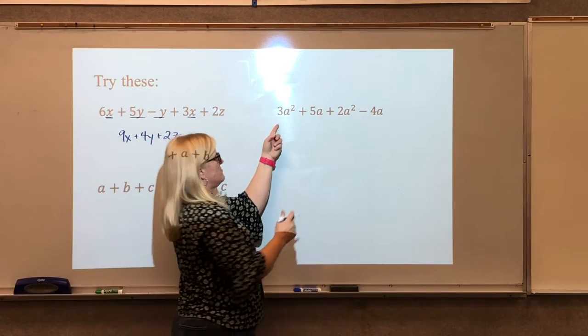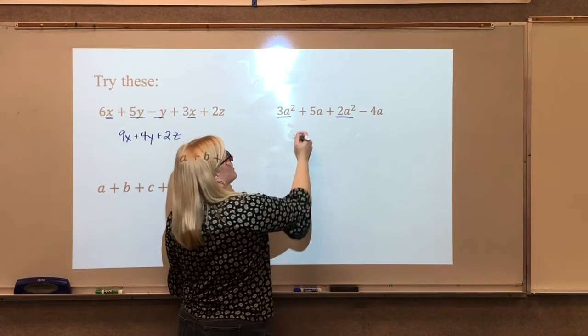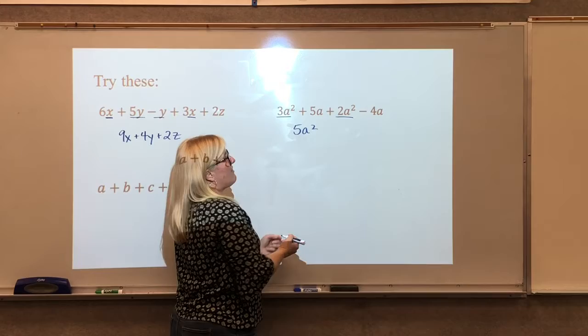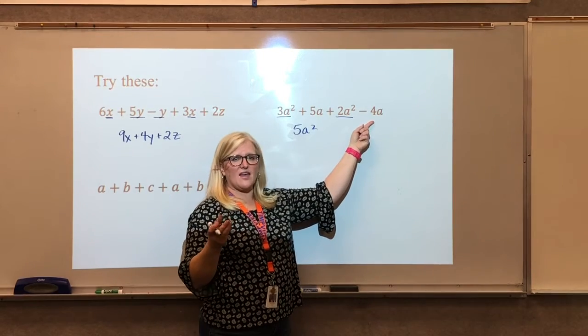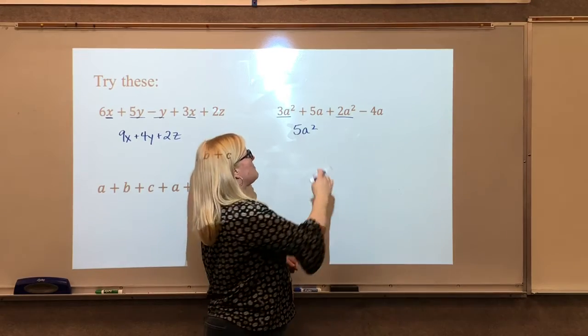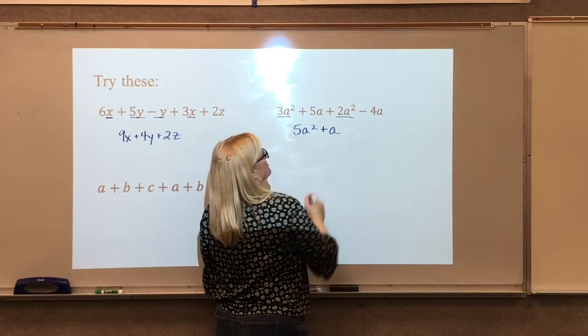Over here I've got 3a squared and 2a squared. So I add those together and I have 5a squared. And then I've got the a's left. Remember, you can't combine a squares with a's. They're different things. So I have 5a minus 4a, which is just 1a.